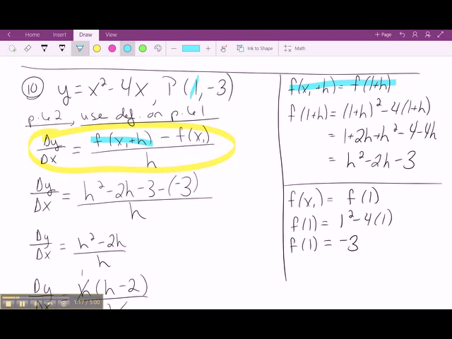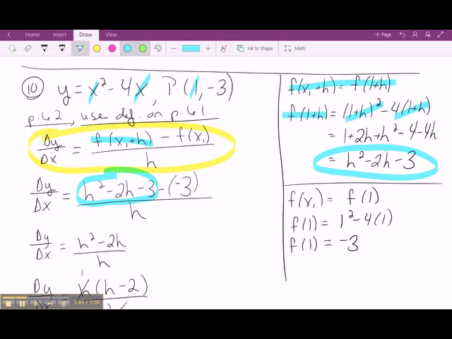H is a permanent part of that equation. Don't get rid of it. You're not going to plug anything in for it. H is just h. So we need to find what is f of 1 plus h. So that means plug 1 plus h in for each x. So we have to take 1 plus h and square it, and then minus 4 times 1 plus h. So you go through the algebra. You get that done. You get h squared minus 2h minus 3. So I have plugged that value in right there.